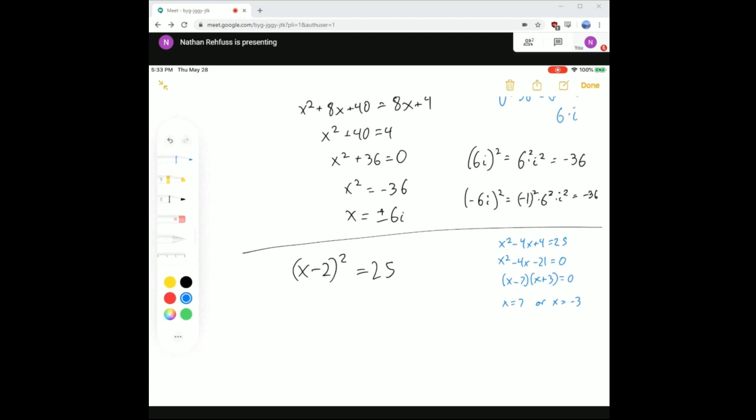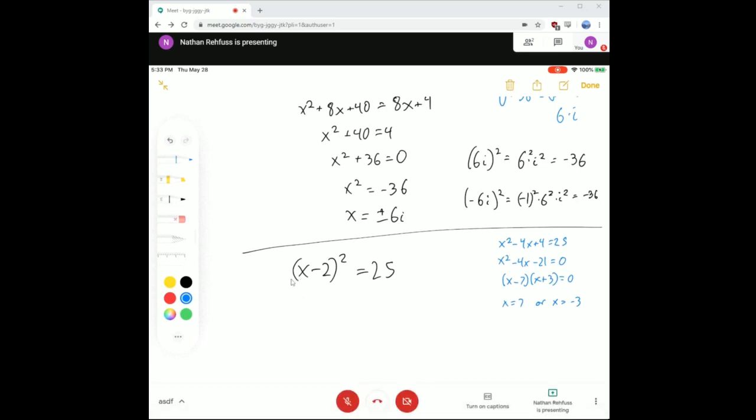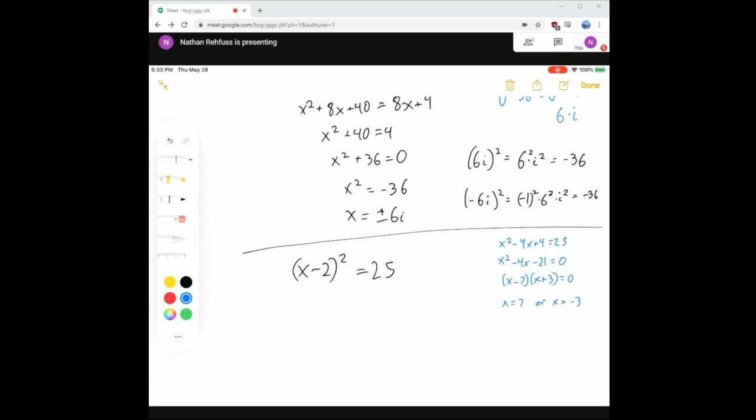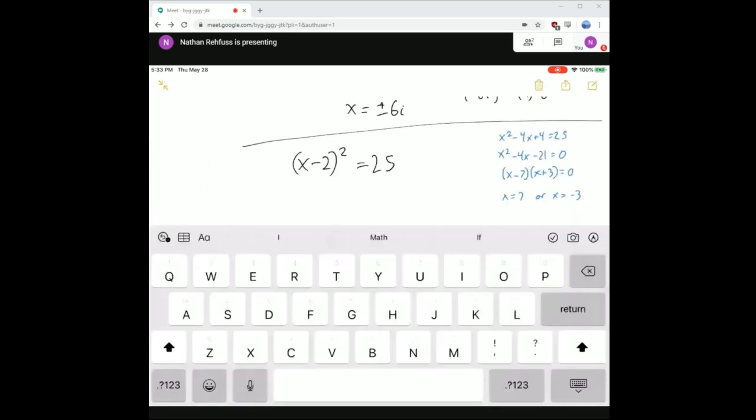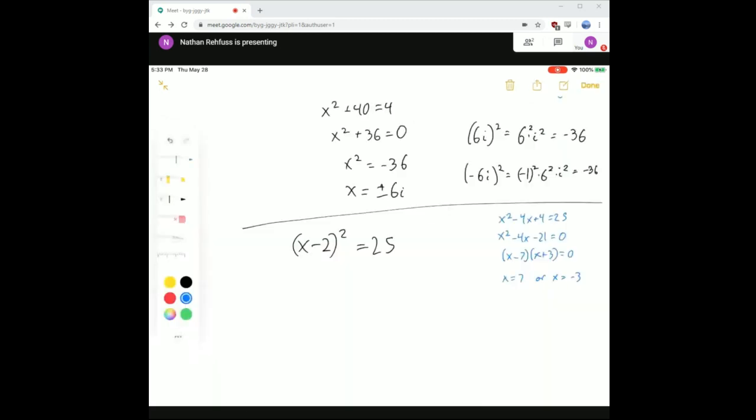The other way, the way I'm about to show you with the square root property, is a lot simpler. The square root property just says that, let me write it up here: if k squared equals a, then k equals positive or negative the square root of a. That's what the square root property itself says. So you can see how that's used in this method here.